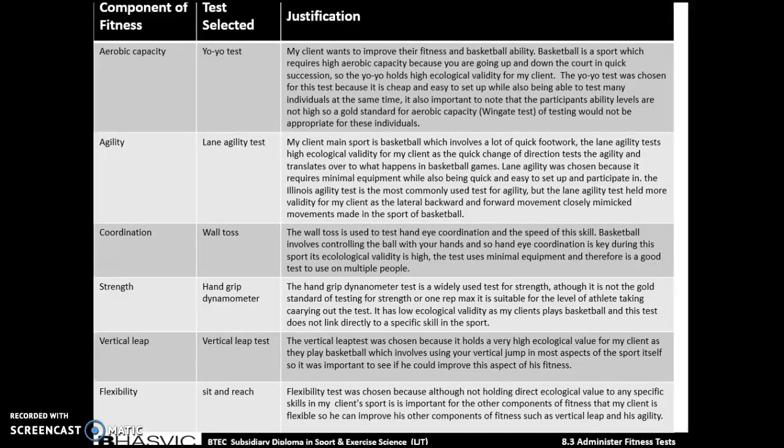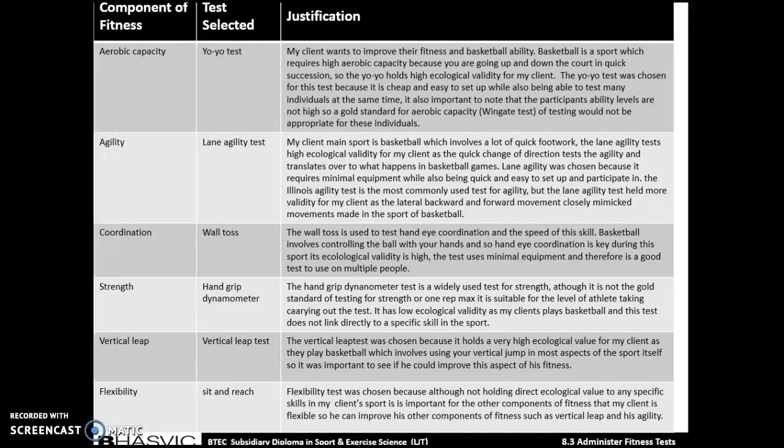Suitability, it suits my client because aerobically it's testing his VO2 max and showing, by when he can't continue, it will show what he needs to improve on, if his aerobic capacity is good enough.